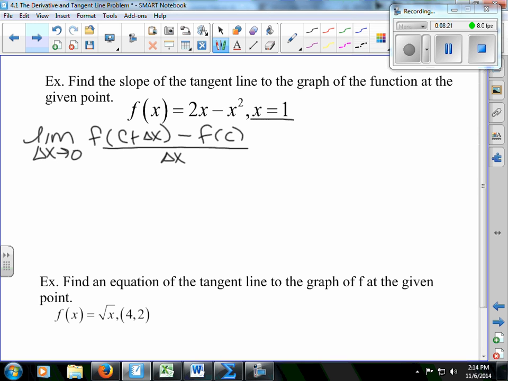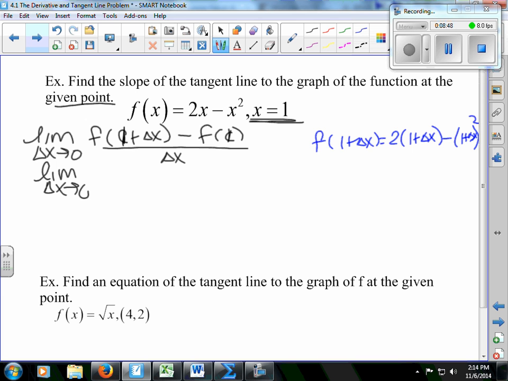C in this case is going to be the location that we're interested in. That is x equals 1. That's my given point, x equals 1. Okay, so I'm going to replace the C with a 1. Now let's do some side work. What is f of 1 plus delta x? That would be 2 times 1 plus delta x minus 1 plus delta x quantity squared, because I've replaced the x with 1 plus delta x.